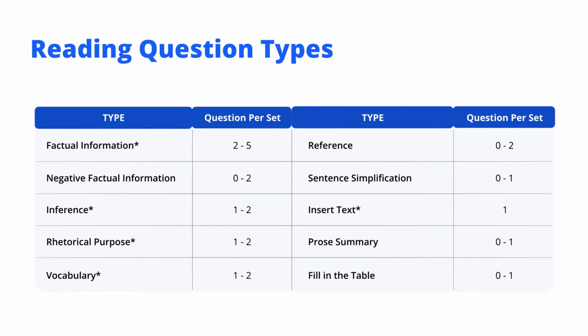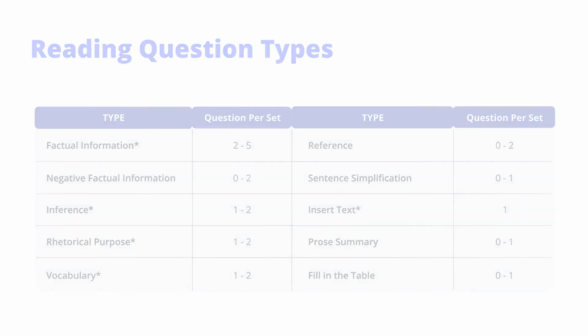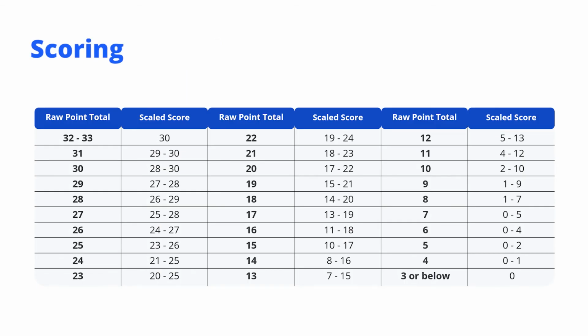We'll delve into each of these question types later, so find out how to strategically approach these questions in our lectures. Each reading section has 32 to 33 raw points total. That's converted to a scaled score, ranging from 0 to 30. Here is a score conversion chart for your reference.